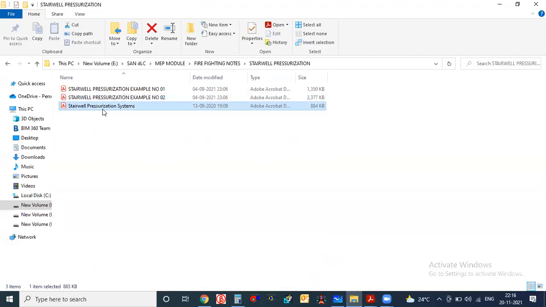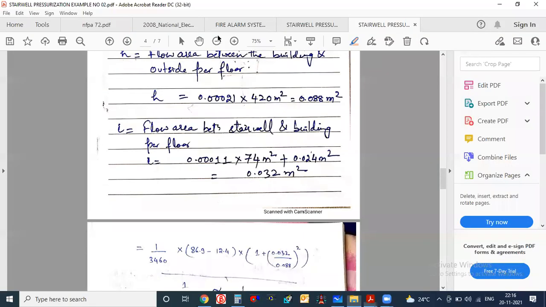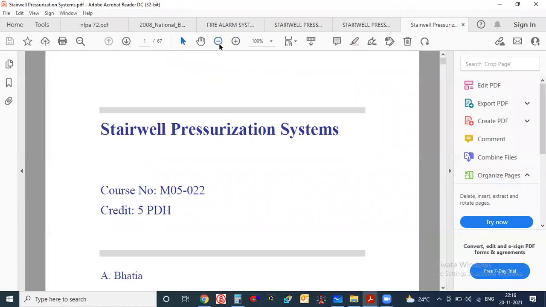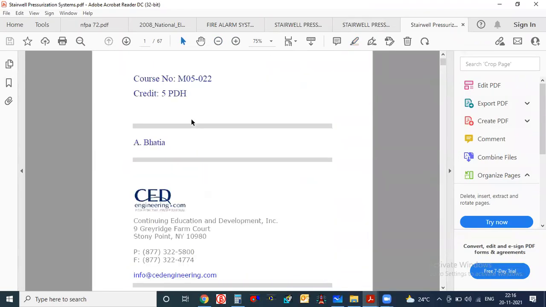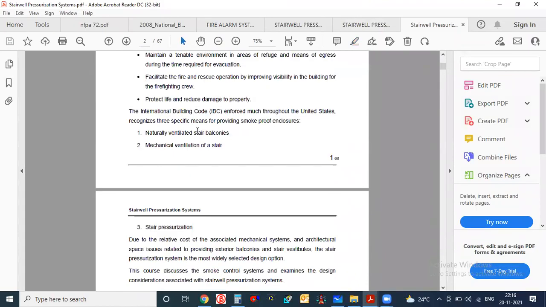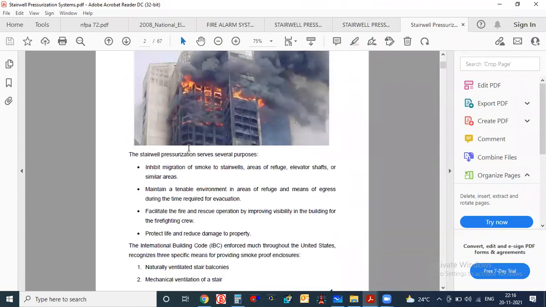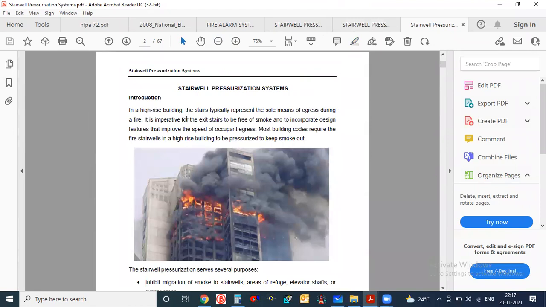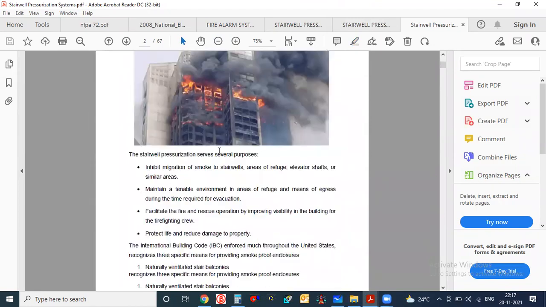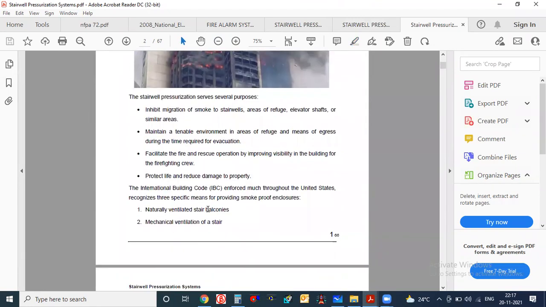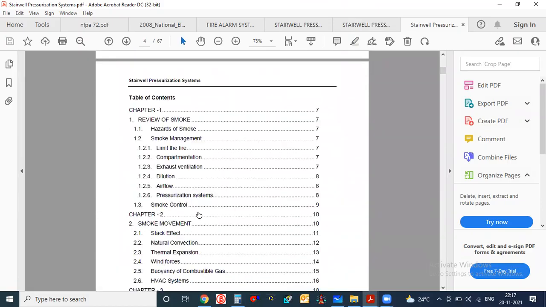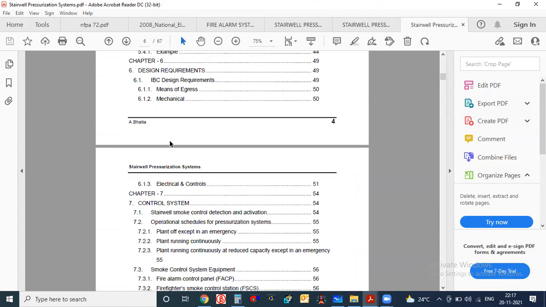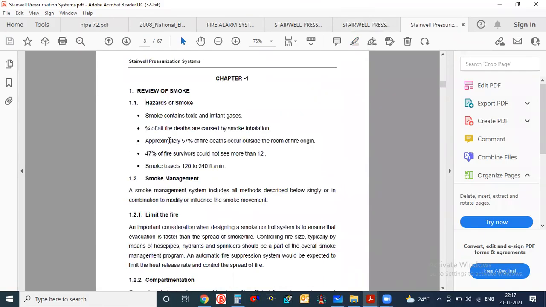And this book is, I think, a very good book I find. Even on the internet also you can get it. And all the calculation formulas are written from here only. Stairwell pressurization system. Different types of pressurization systems are given here, like naturally ventilated, mechanically ventilated system, stair pressurization system. So here they have written something about the chapter.